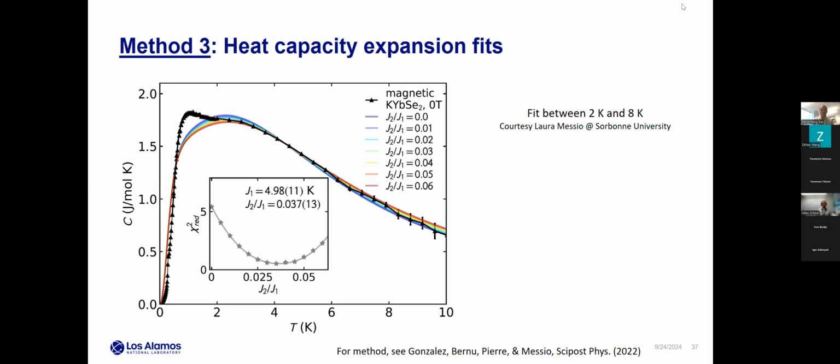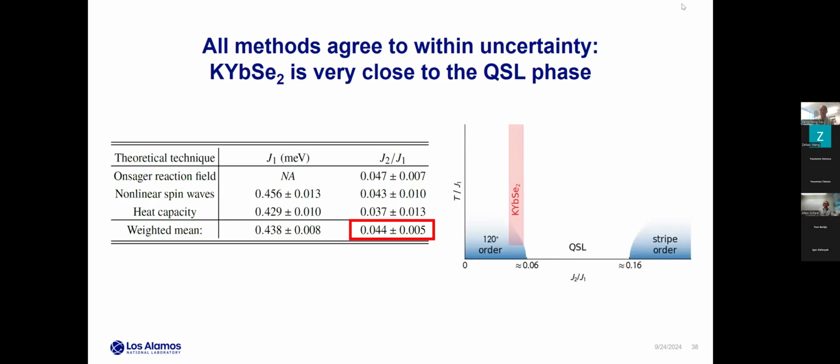So next slide. Our third and final method that we use to fit the Hamiltonian is heat capacity fits. And to do this, we collaborated with Laura Messio at Sorbonne University. She and her group have been using a high temperature expansion method where they calculate the specific heat of the 2D triangular lattice as a function of J2. And because this is a high temperature expansion, it fails below some certain temperature. And so we fitted only the 2 Kelvin data and up and allowed J1 to vary and then found which J2 gives us the best fit. And we can define this chi-squared curve that's shown in the subplot of this figure. And the results, if you click next, are that the J2/J1 is 0.037 plus or minus 0.013, which again is consistent with these other methods.